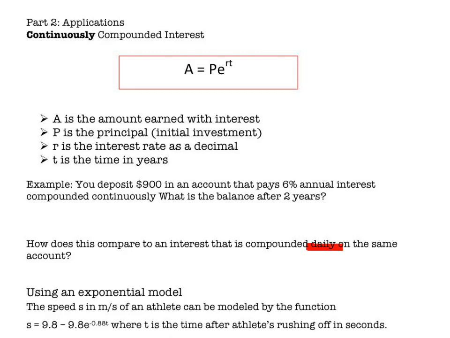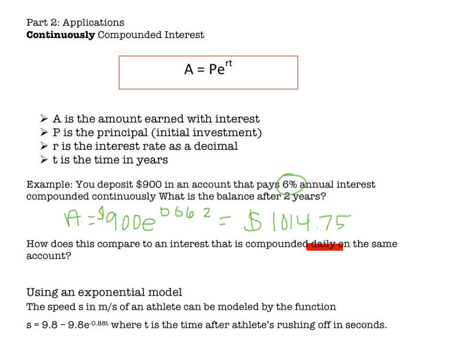So if I use this formula, I'll have A is equal to $900 times e. And remember that 6% should be written as 6/100ths as a decimal, times 2 years. And if I do this math, I end up with about $1,014.75. So how does this compare to an interest that is compounded daily on the same account?